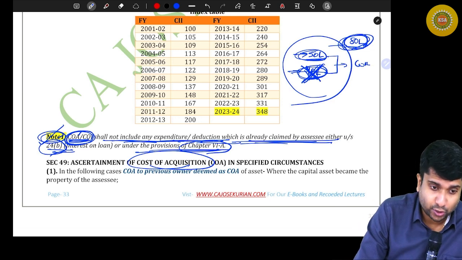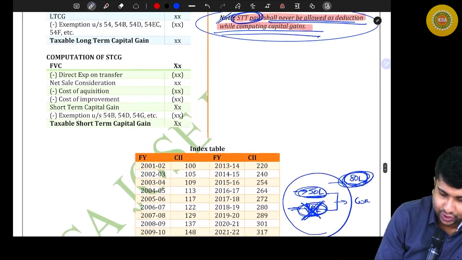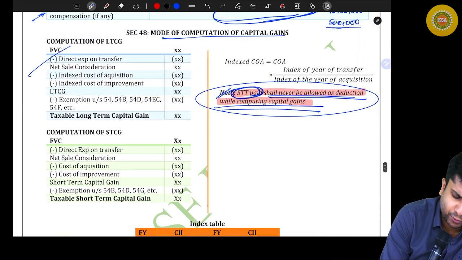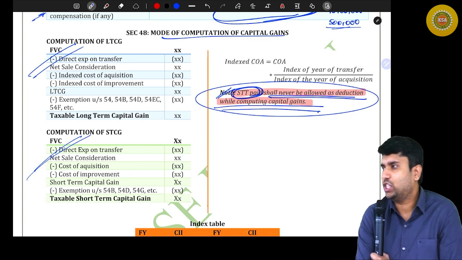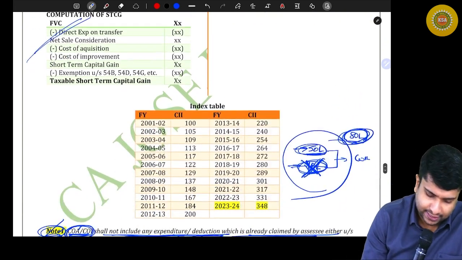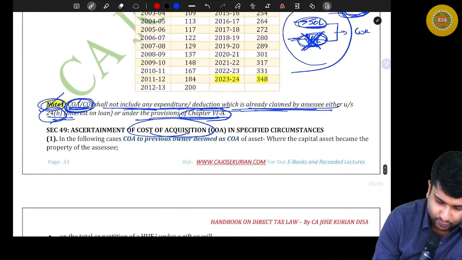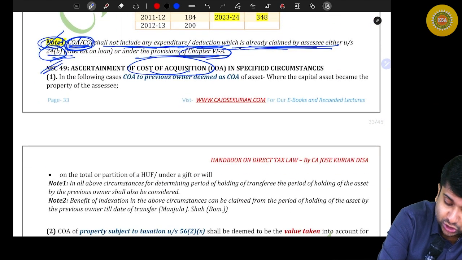Now, moving on to the next point, we were discussing indexation and the other things. We have already finished how to compute long-term capital gain, how to compute short-term capital gain, indexation and all. We completed that yesterday. Now, let's move on with the other things here. What are the other things? Section 49, ascertainment of cost of acquisition in certain specified circumstances.